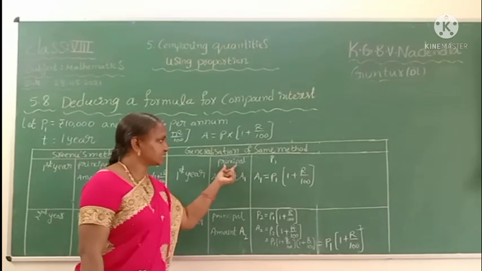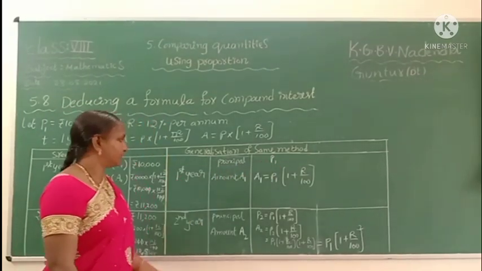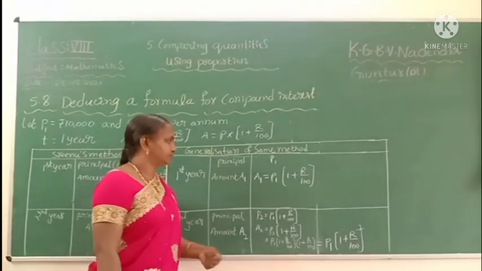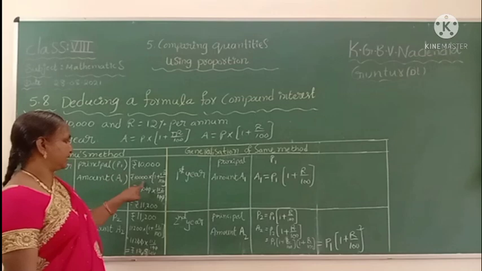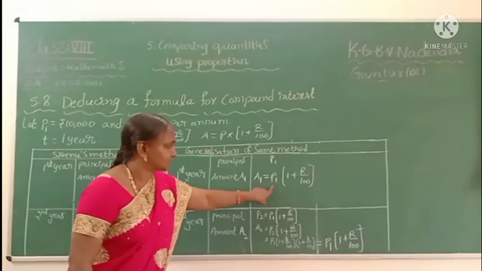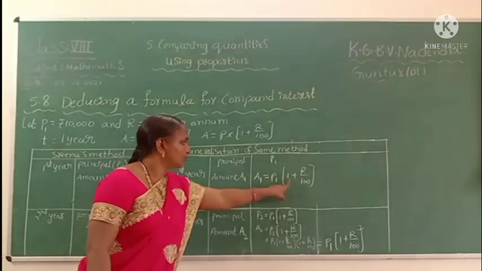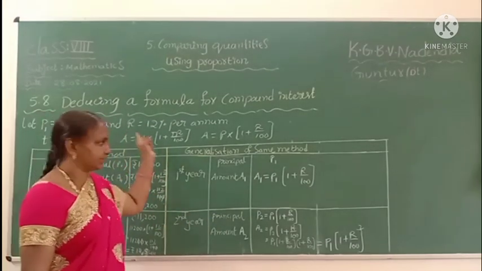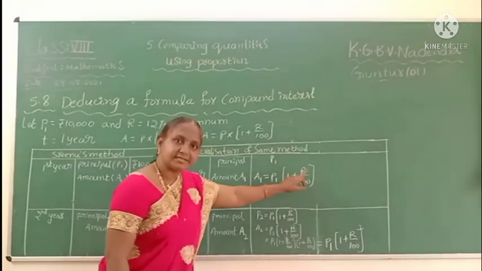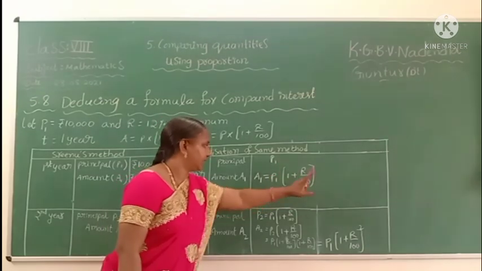First year principal we say P1. Okay. Amount say A1. Then A1 is equal, here what? 10,000 is P1. So write in letters. P1 into 1 plus, here what is 12? 12 is R, rate of interest. So I write R instead of 12 by 100.